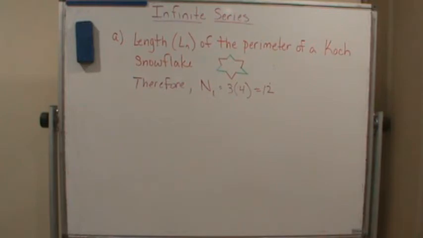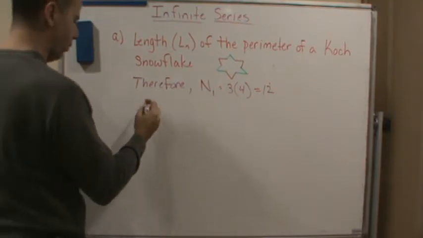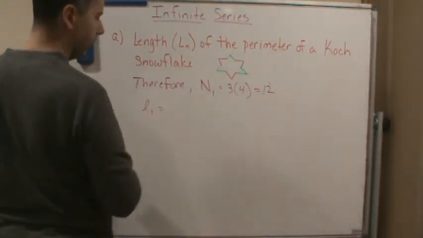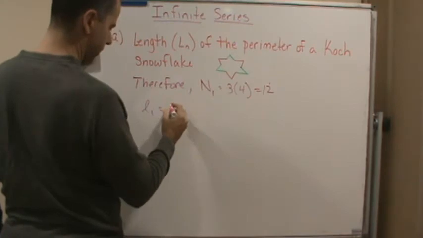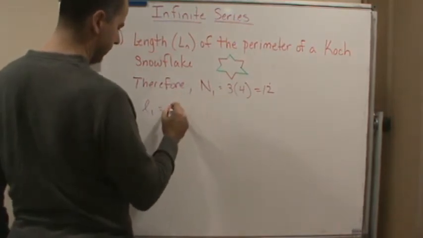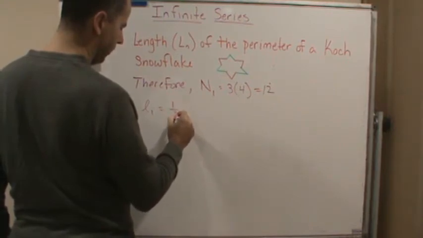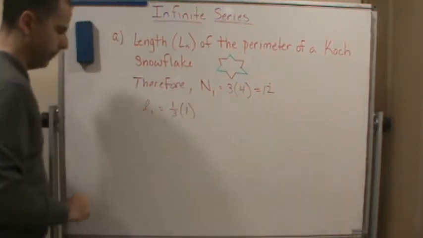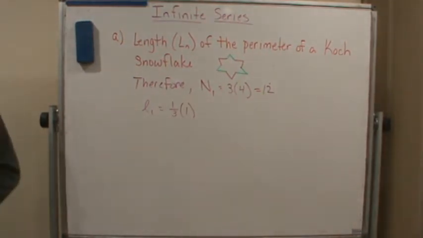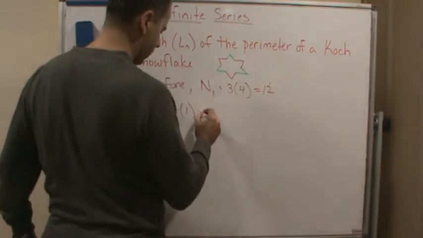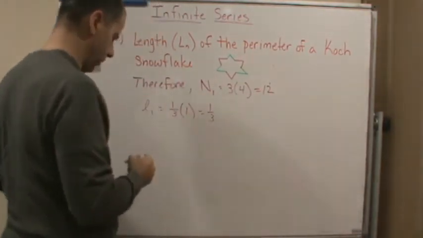So the length of the line segment of F1 is given by this then. Right? So L1 is going to equal 1/3 of each side length. So the length L1 is going to be 1/3 of 1, right? Which is just going to be a third.